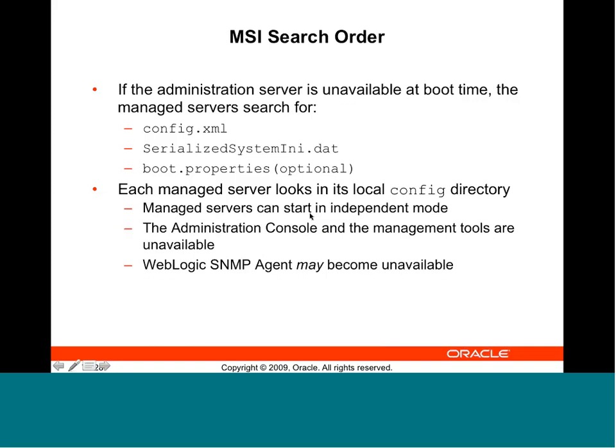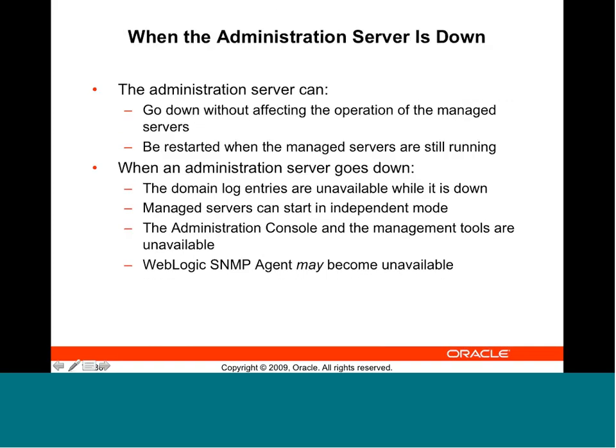Now, what happens when the administration server goes down while the managed servers are still running? If we restart it, that may create chaos. When an administration server goes down, the domain log entries are unavailable. Managed servers can start in independent mode. The administration console and the management tools are unavailable. Obviously, the WebLogic SNMP agent may become unavailable if you are using the SNMP protocol. So these are the impacts of the administration server being down.